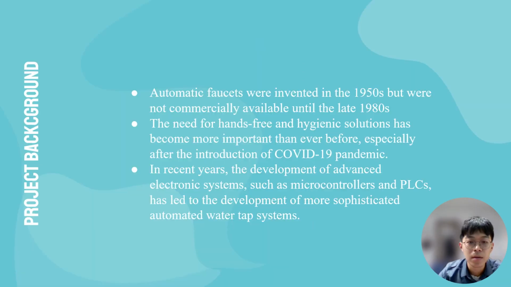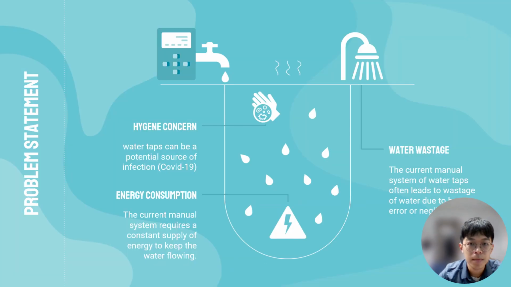First, let us begin with the project background. The concept of automatic water tap or water faucet was first introduced in the 1950s. It only became commercially available in the late 1980s. The demand for autonomous technologies in water tap systems has skyrocketed, especially after the COVID-19 pandemic. Moreover, in recent years, the development of advanced electronic systems such as PLC and sensors has accelerated the growth of automated water tap systems. Next, let us move on to the problem statement of this project.